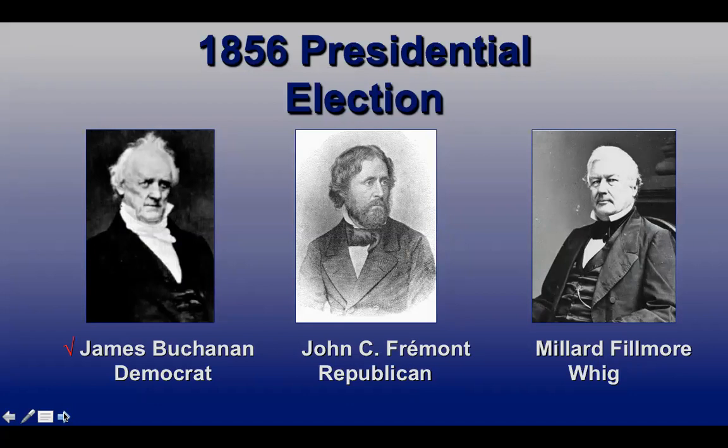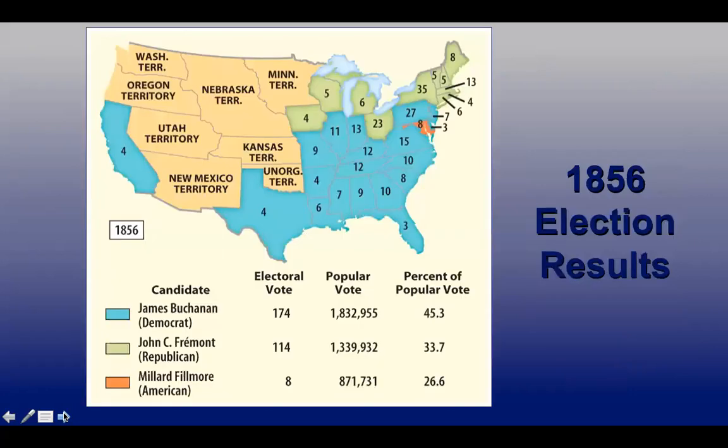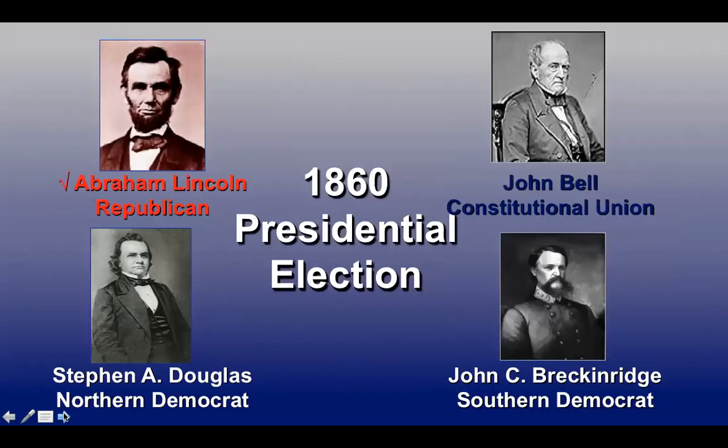But again, this is the time period. The Republicans are new. The Whigs are falling apart. Nothing really happens from the 1856 election, so I just kind of skip over that. Those are the results there. Buchanan wins. John C. Fremont makes an okay showing, but not enough to really do much for the Republicans. But they do have 4 years to figure out what they're going to do.